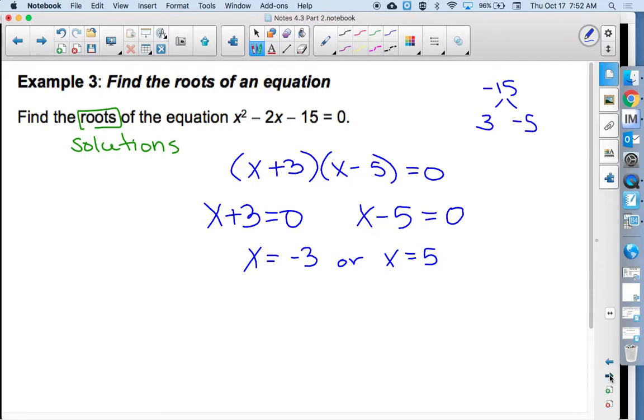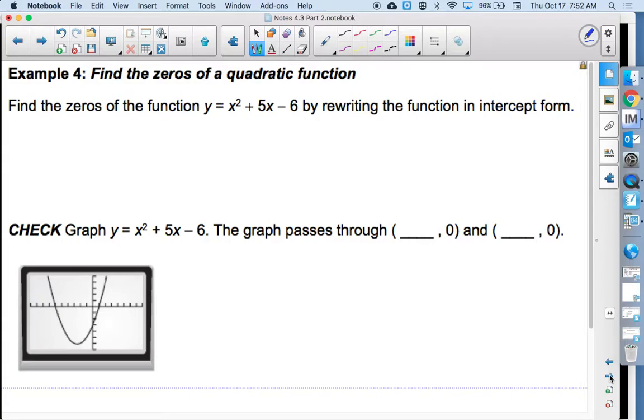So the next question says find the zeros of the function by writing the function in intercept form. Intercept form is factored form. So we have all these little terms, and they all mean something. Intercept form means pretty much write it as factored form. Factored form means a product of multiplication, a product of factors. So find the zeros of the function.